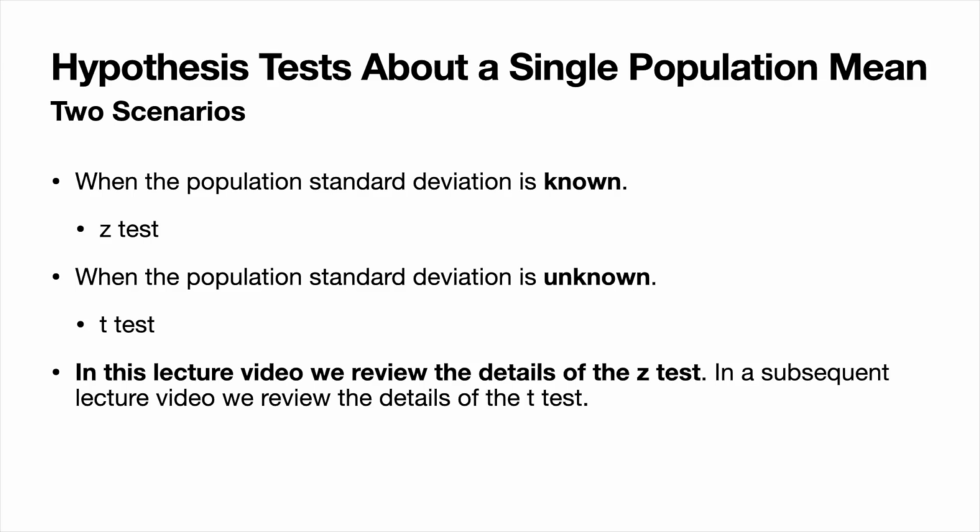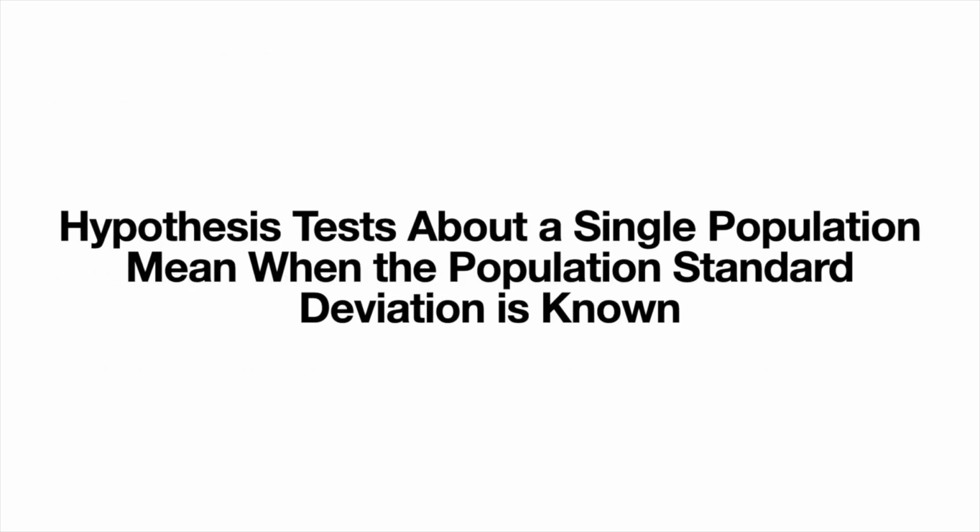That's called a z-test. We'll also look at testing hypotheses about a single population mean when the population standard deviation is unknown. And you'll recall that that is called a t-test. In this particular lecture video, we're going to be reviewing the details of the z-test. And in a subsequent lecture video, we'll take a look at the t-test. So let's take a look at the details of testing hypotheses about a population mean when the population standard deviation is known.